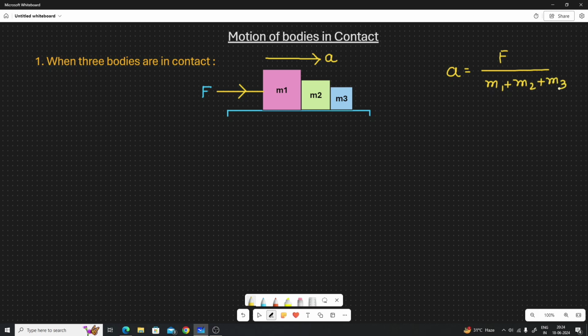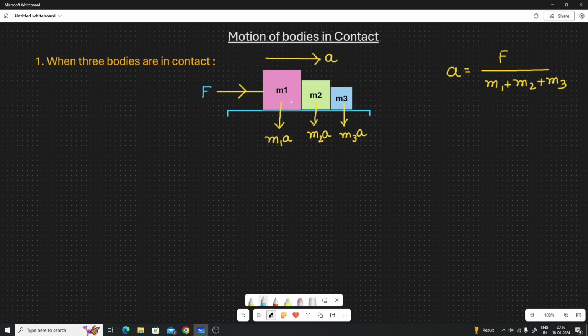It is very easy. Now what are the individual forces? On m1, the force is m1 into a. On m2, the force is m2 into a, and on m3, the force is m3 into a.